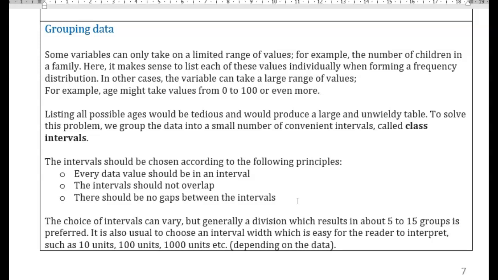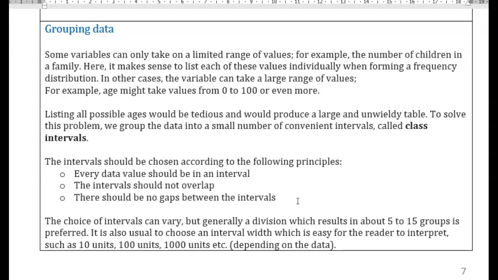So to solve this problem, we group the data into a small number of convenient intervals called class intervals. If we were to do ages, and you've probably seen this before, you would go 0 to 10, 10 to 20, 20 to 30, and so on. The intervals should be chosen according to the following principles. Every data value should be in an interval. So you wouldn't have 0 to 10 and then 12 to 20, because where do the 11-year-olds go? The intervals should not overlap. So make sure that they don't overlap.